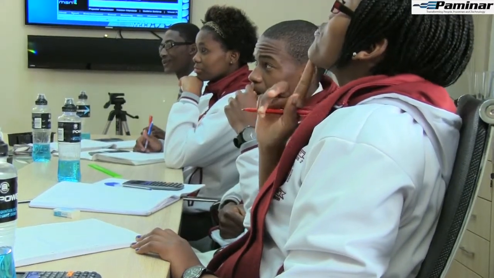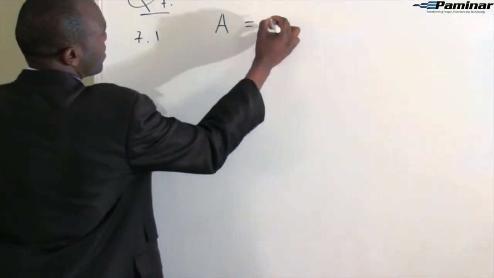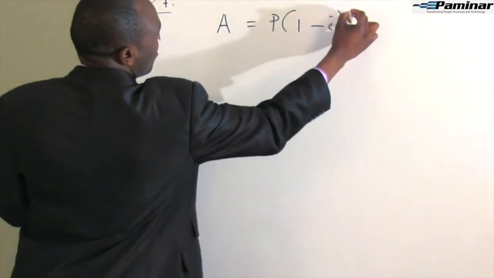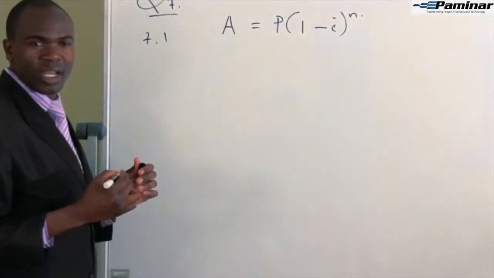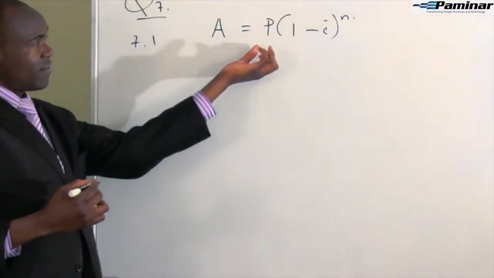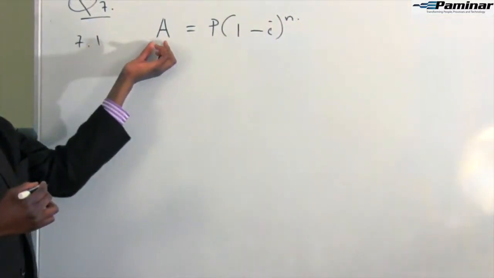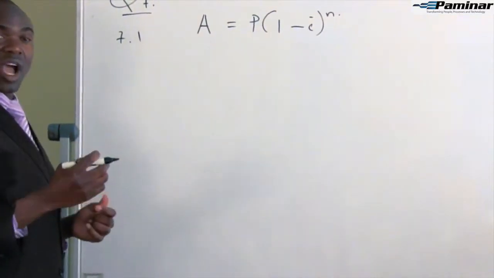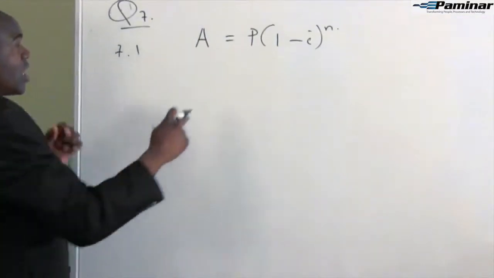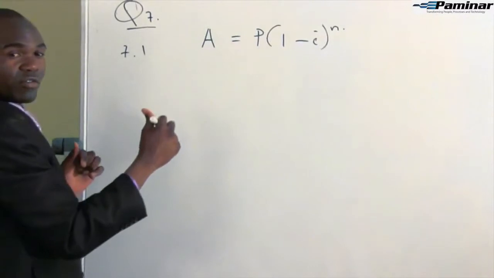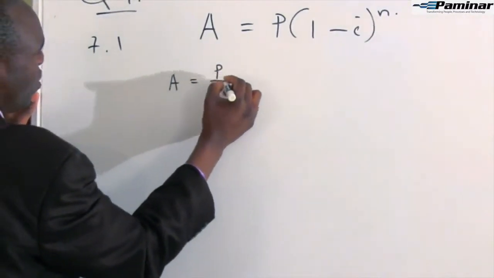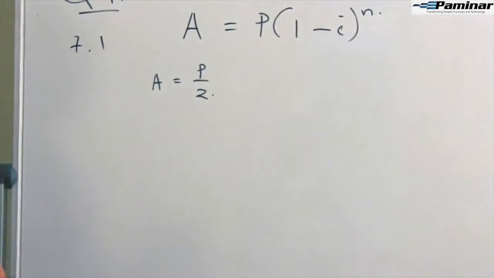So now we use this formula: A is called P(1 minus i) to the power n. And we are not given the value of P, neither are we given the value of A. But what are we told? Half. So A is half of P, or P over 2.